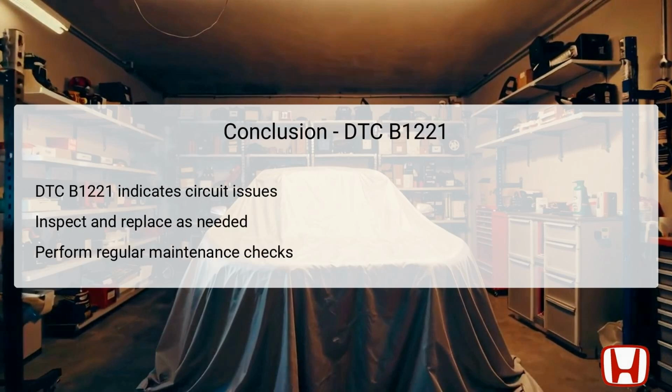In summary, DTC B1221 signifies an open circuit within the rear mode control motor circuit, disrupting airflow and climate functions in the Honda Odyssey from 2011 to 2017. Proper diagnosis involves checking for continuity, inspecting the rear mode control motor, and ensuring effective connections. Should the rear mode control motor fail the functionality test, replacement is vital.